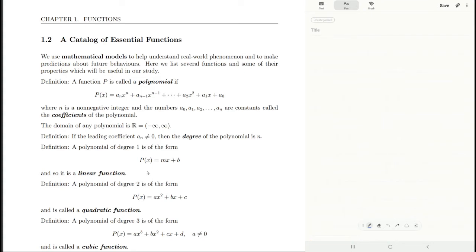A polynomial of degree 2 takes on the form ax squared plus bx plus c, and this is called a quadratic function. So the highest degree, or the highest power of x, is equal to 2. Now a polynomial of degree 3 is of the form ax cubed plus bx squared plus cx plus d, and this is called a cubic function. So the highest power of x that appears is 3.